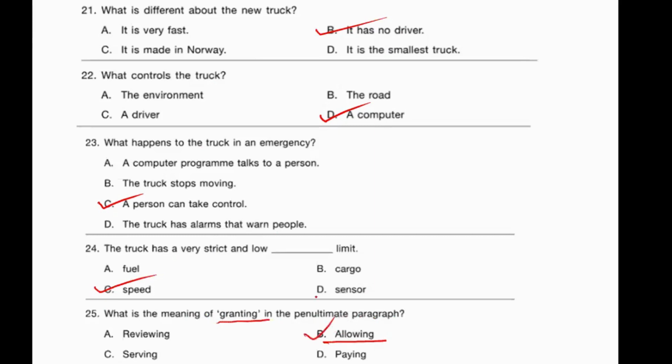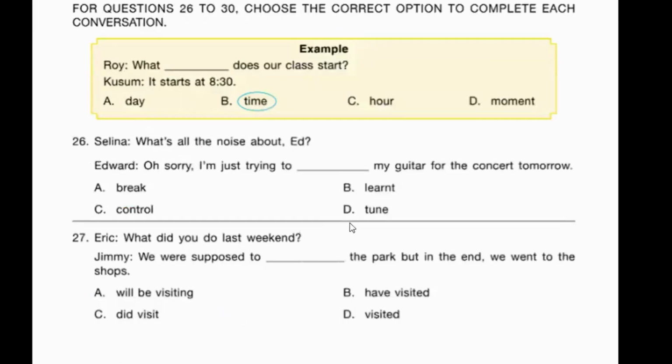This is about section 2, where we have two passages. Now let's move to section 3. It's about spoken and written expressions. Here two people will be talking and we have to complete their conversation. For questions 26 to 30, choose the correct option to complete each conversation. Roy is saying, what dash does our class start? So it's about timing, right? What time does our class start? Kusum is replying, it starts at 8:30. This is how you have to use the correct option to complete the conversation. Let's move to the questions.